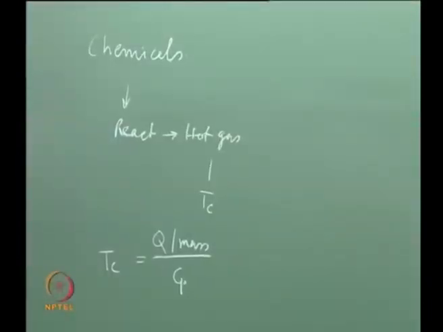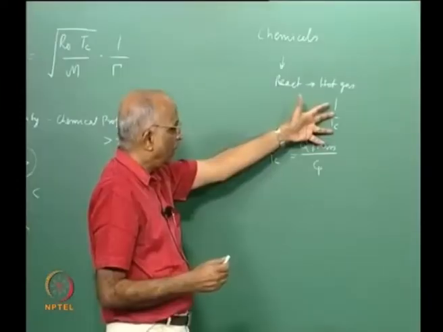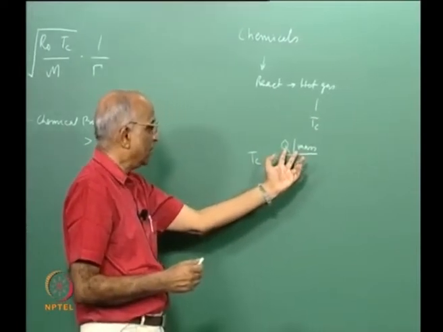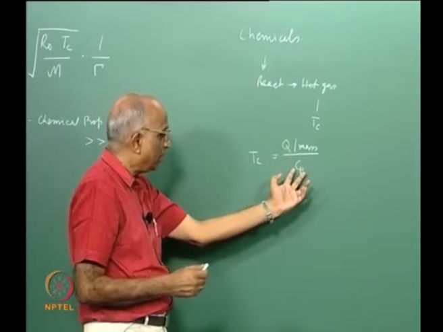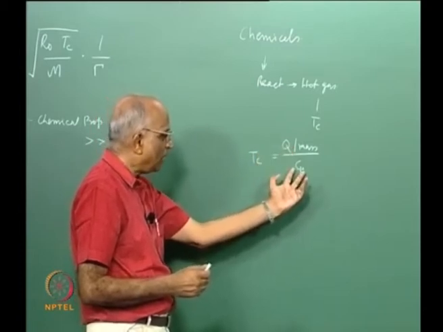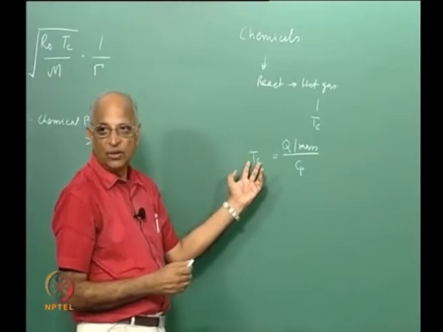I have introduced one more word. All I am saying is I have chemicals, these chemicals react, and generate hot gases at high temperature. When do I get high temperature? If the heat release per unit mass is a large number, and if I take Cp, because Cp into delta T is the heat release, if I have a small value of the specific heat ratio, then I can get a high value of temperature.